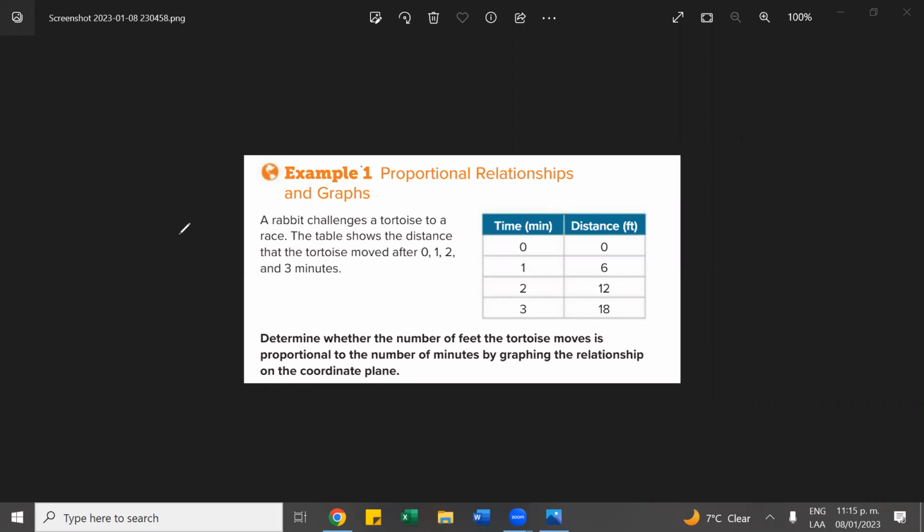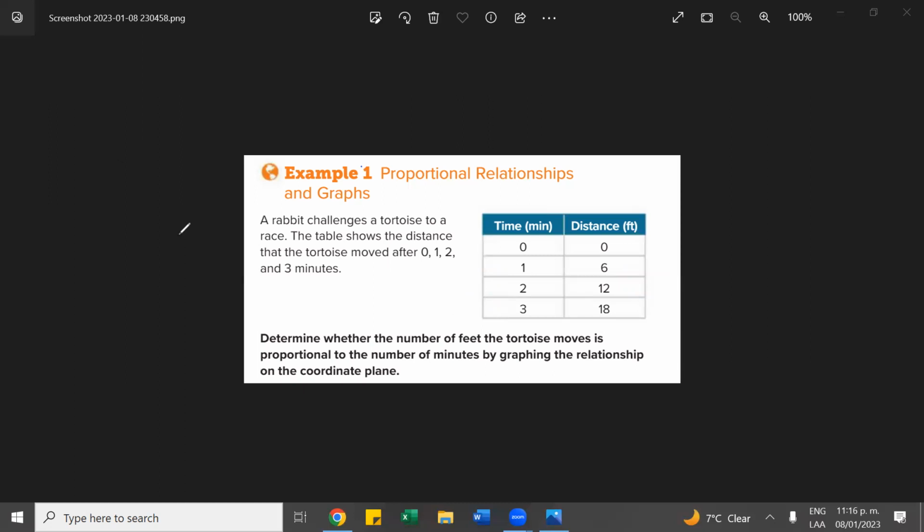If you see in this table right here, we have the relationship. In 0 minutes, the distance traveled was 0. In 1 minute, the distance was 6 feet. 2 minutes, 12 feet. 3 minutes, 18 feet. The first thing we need to do is determine whether the number of feet the tortoise moved is proportional to the number of minutes by graphing the relationship on the coordinate plane.